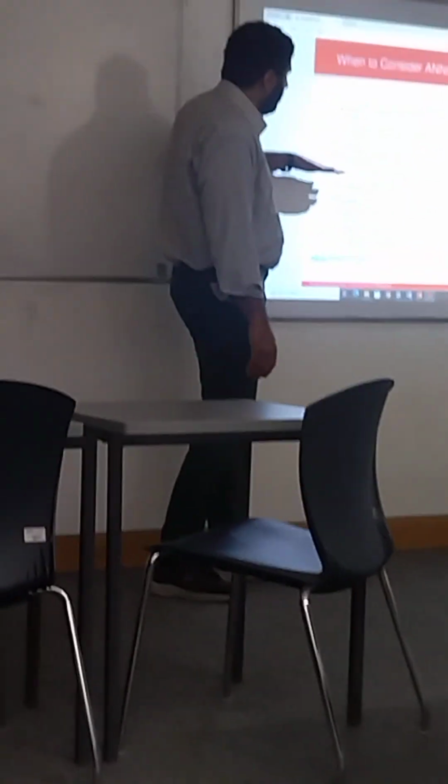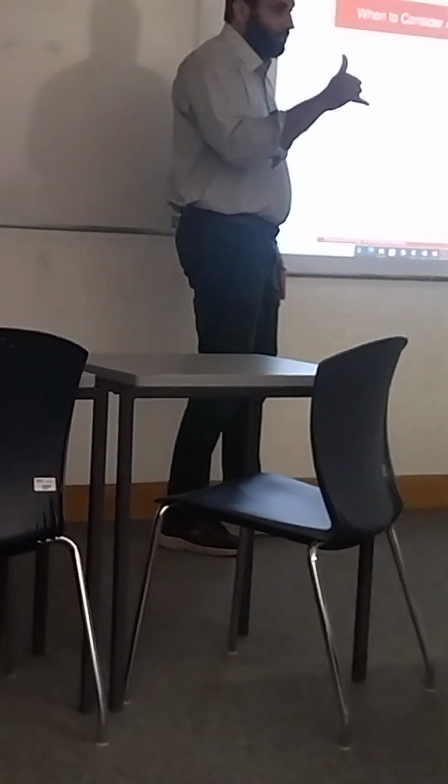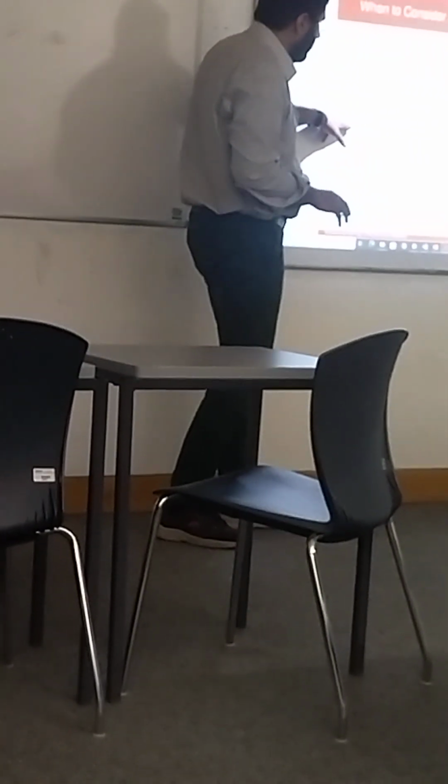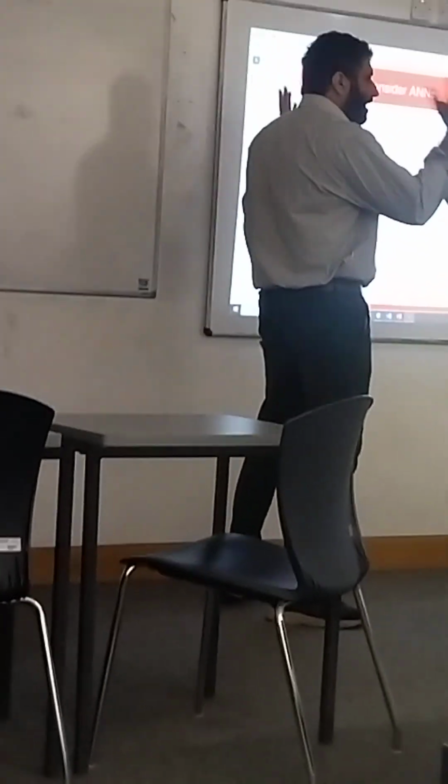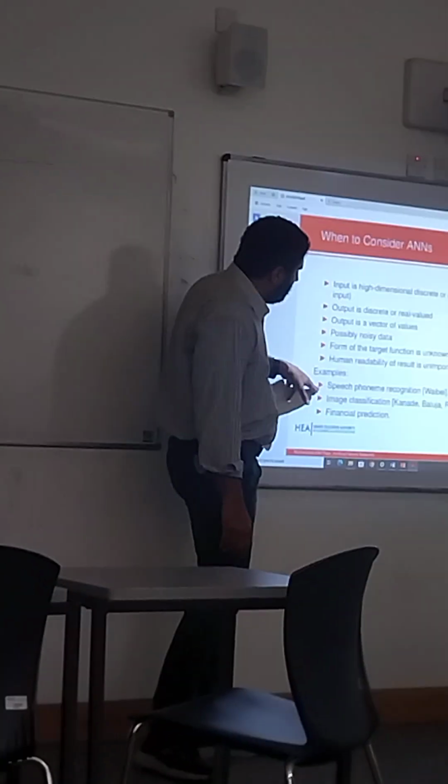When the input is, let's say, high dimensional. When the output is a real value. The output is a vector value. Possibly the data is noisy. The form of the target function is unknown. Yes, this is a very important point, and I'm going to come back to this later on. If somebody has a question about what this means, I would love to explain this. Human readability of results is unimportant. You don't care about the explainability of the model as well. You just want something to work, and you don't know how to get it working, so you just throw a neural network at it, and you get a solution.